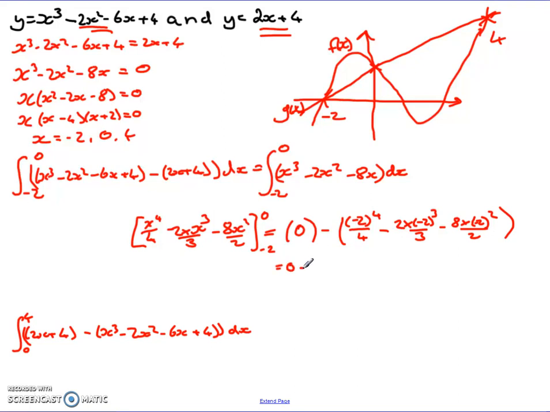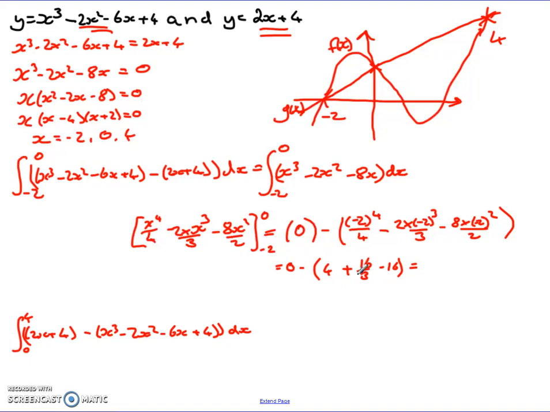So that's going to give me 0 take away, well, negative 2 to the power of 4 divided by 4 simplifies down to negative 2 squared, which gives me 4. Take away, well, 2 times negative 2 cubed. Negative 2 cubed is negative 8, so that's negative 16. So it's minus minus, so that then becomes plus 16 over 3. I've then got negative 2 squared here gives me 4, divided by 2 gives me 2. So then going to be take away 16. So 0 take away all of this. So 4 take away 16 is negative 12.